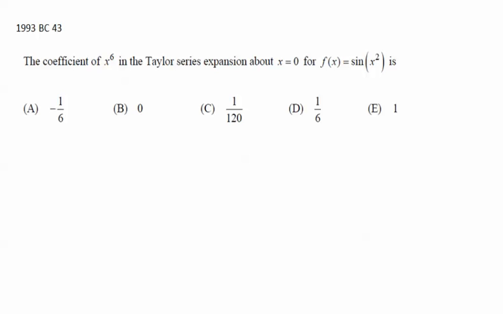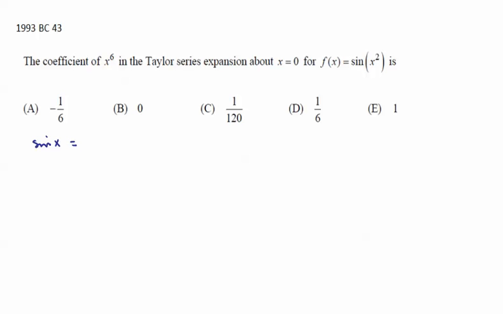1993 BC 43, the coefficient of x to the sixth in the Taylor series expansion about x equals 0 for f of x equals sine of x squared is what? So here we're going to actually have to find the series for sine of x squared. And if you've memorized that, that's going to make your life much easier.